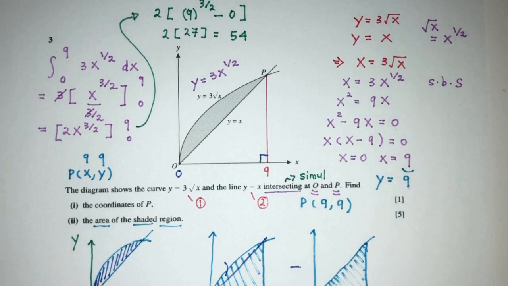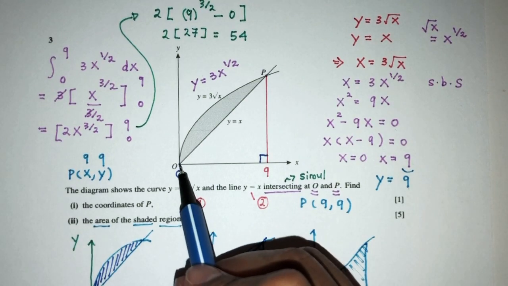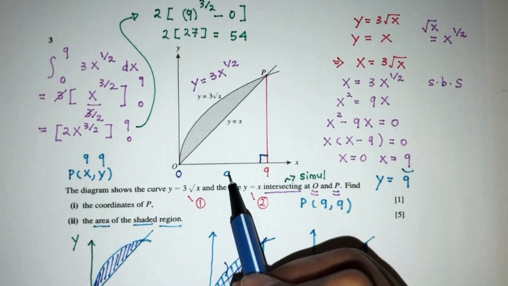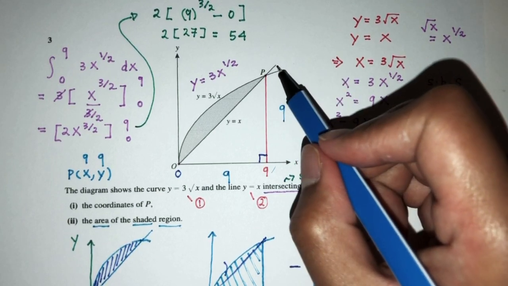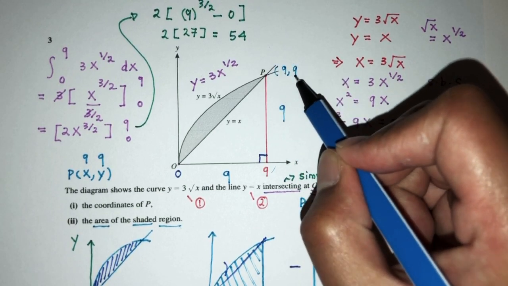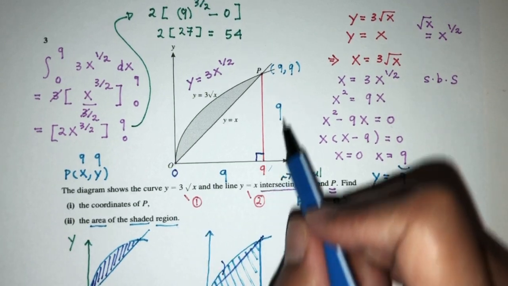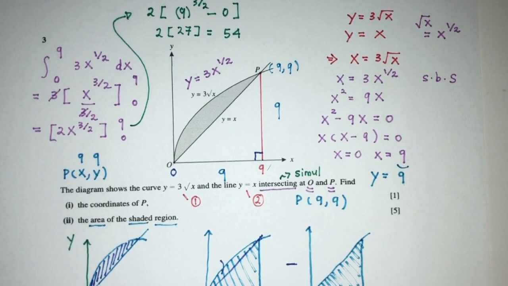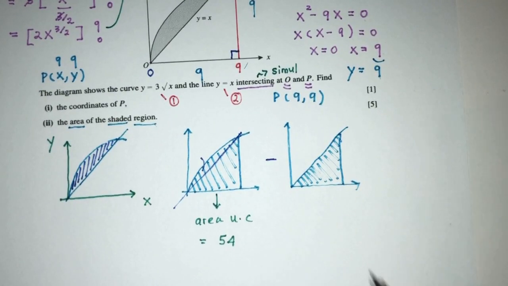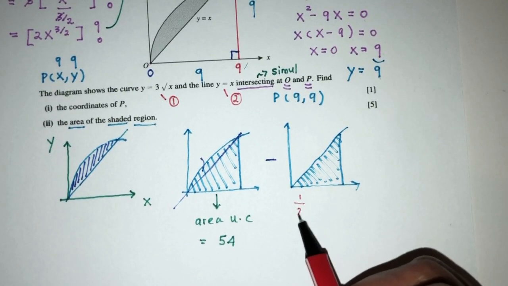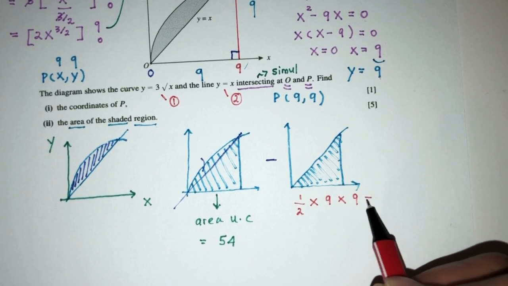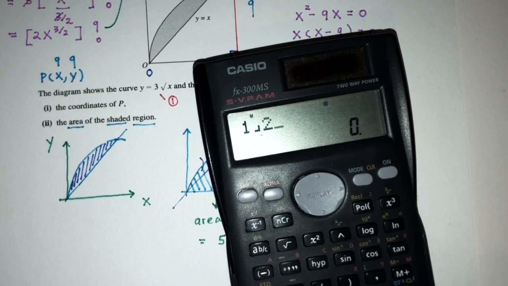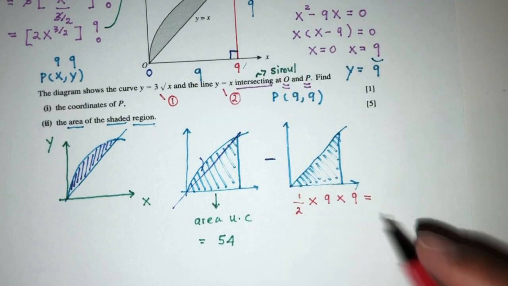I hope so. Now, this base here is 9. And this height here is also 9. Because we know P is the point (9, 9). So 9 and 9 will be the sides of this triangle. Now, how do you find the area of a triangle? As we have seen before, it is simply half times base times height. That will be half times 9 times 9, which is 40.5.